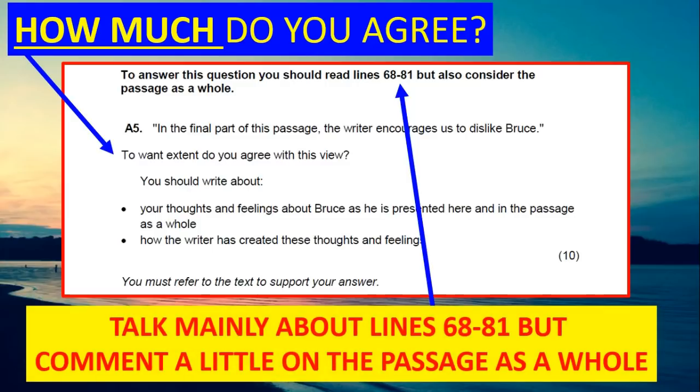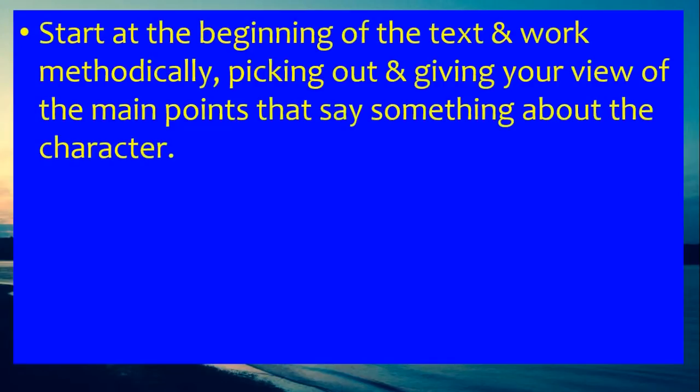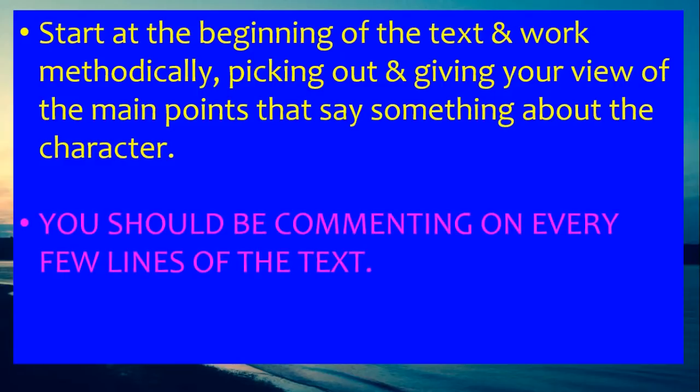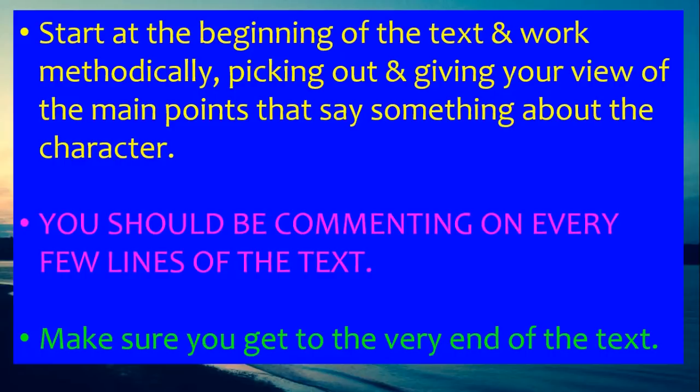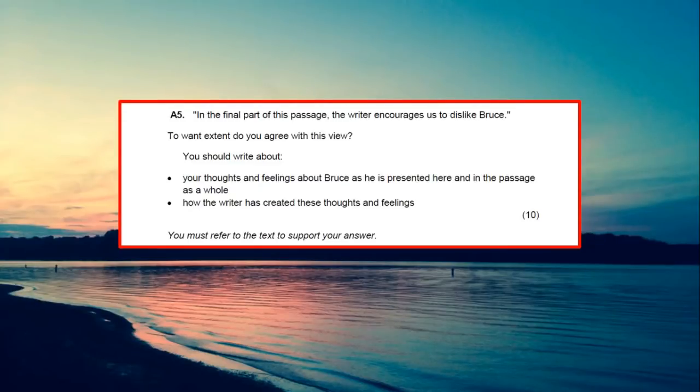Remember the line references in the question, okay, 68 to 81. It says you should read 68 to 81 and write your answer on that. However, it also does say the passage as a whole as well. So it says your thoughts and feelings about Bruce as he is presented here in 68 to 81, but also as a passage as a whole. So I would start at the beginning of the text and work methodically, picking out and giving your view of the main points that say something about the character, or in this case, why we don't like Bruce. You should be commenting on every through line to the text. Make sure you get to the very end of the text. So again, that's that thing of tracking, doing as many quotes as we can.